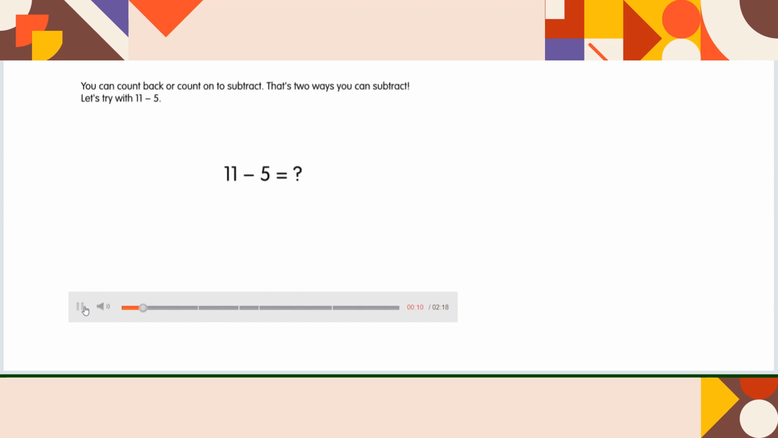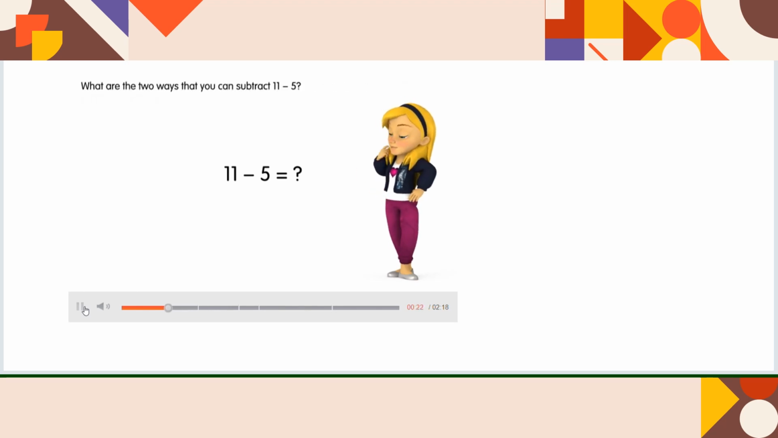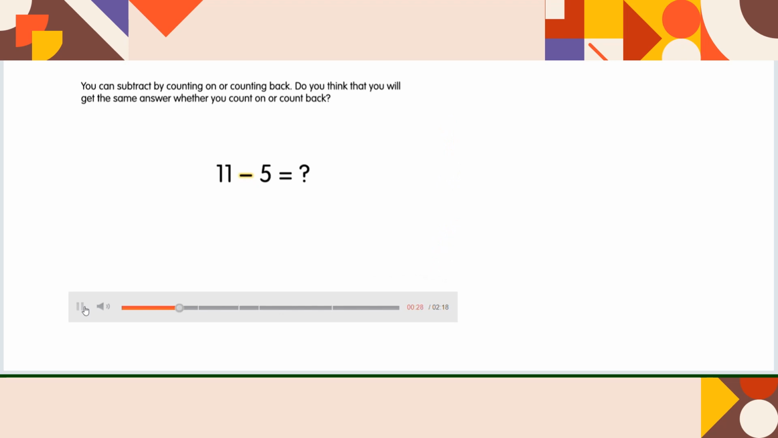You can count back or count on to subtract. That's 2 ways you can subtract. Let's try with 11 minus 5. What are the 2 ways that you can subtract 11 minus 5? You can subtract by counting on or counting back.